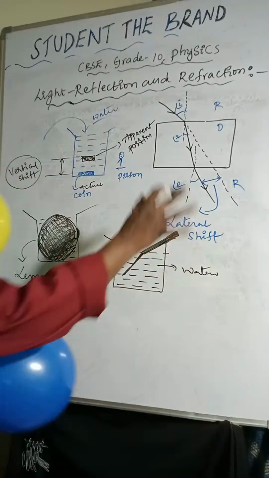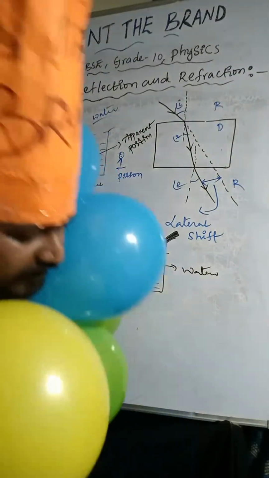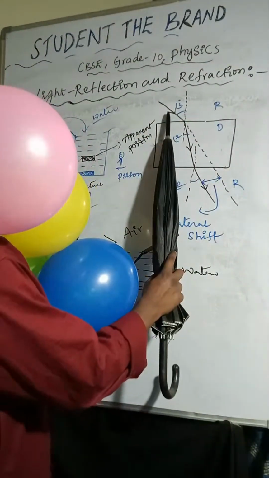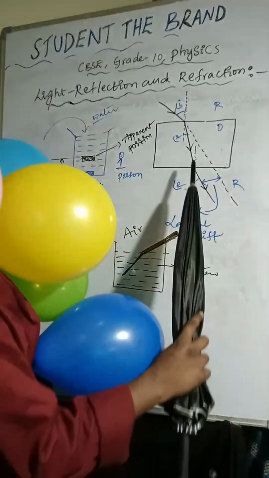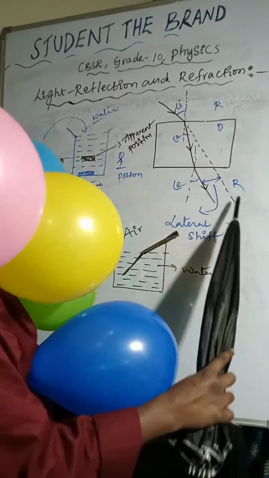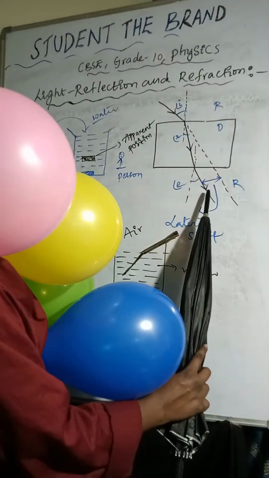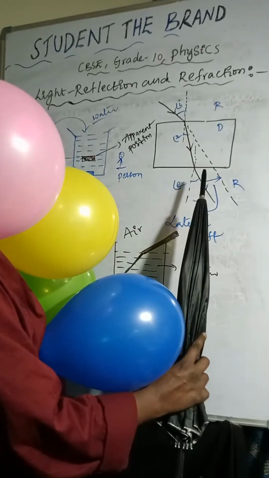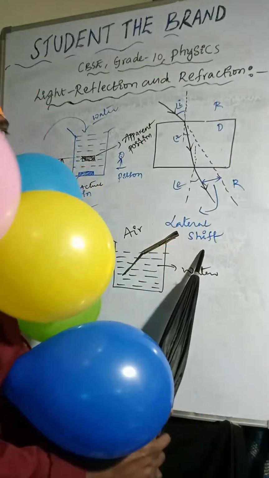Now, this is a glass slab with the incident ray, refracted ray and emergent ray. The angle between the incident ray and the normal line is called the angle of incidence. The angle between the refracted ray and the normal line is called the angle of refraction. The angle between the emergent ray and the normal line is called the angle of emergence. The distance between the emergent ray and the initial direction of the incident ray is called lateral shift.